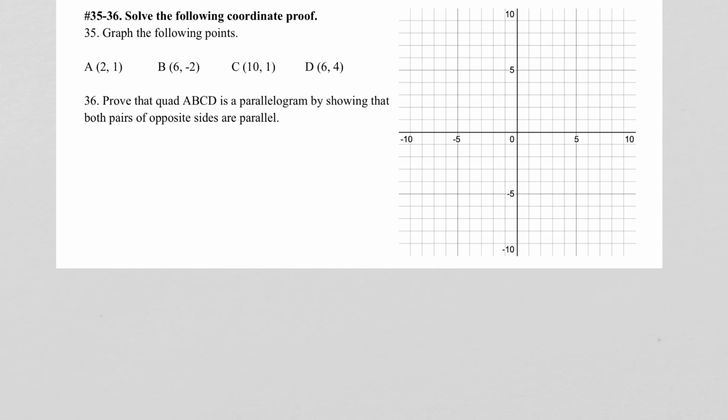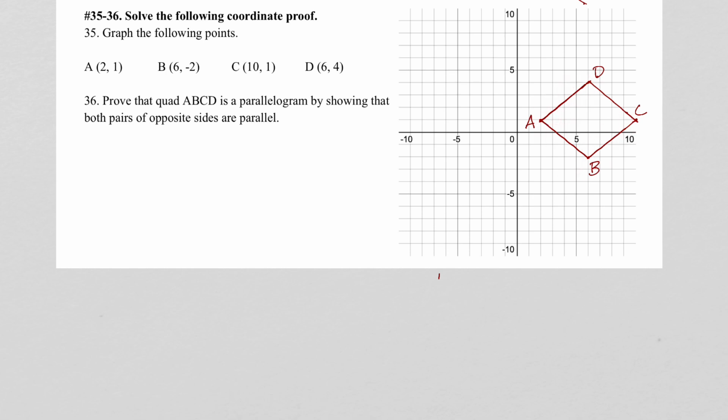Okay, the first thing I'm going to do is plot these points. So pause the video and take a moment to plot those points. Okay, so those are the 4 points. And now I want to prove that ABCD is a parallelogram, that's showing that both pairs of opposite sides are parallel. So I want to show that these 2 sides are parallel.